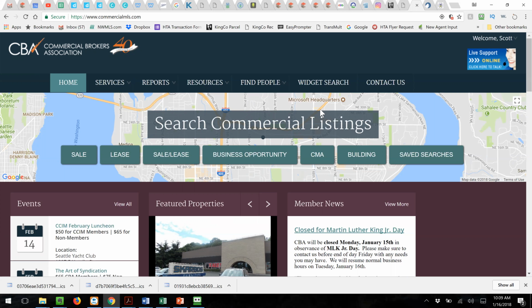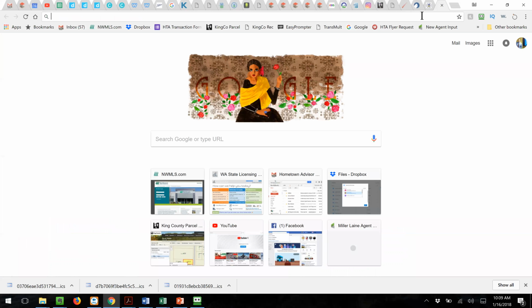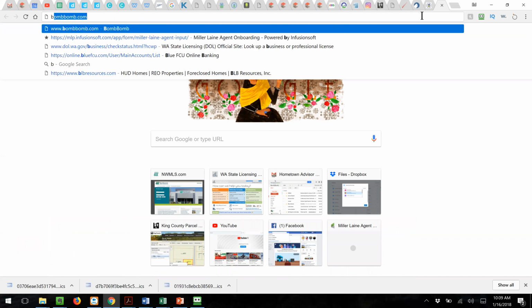But if it's in biz buy sell, isn't it showing who the listing broker is? It says contact seller, and this is the agent. That's all it says. If you go there, let's look at one of these businesses. And that's the confusing part.